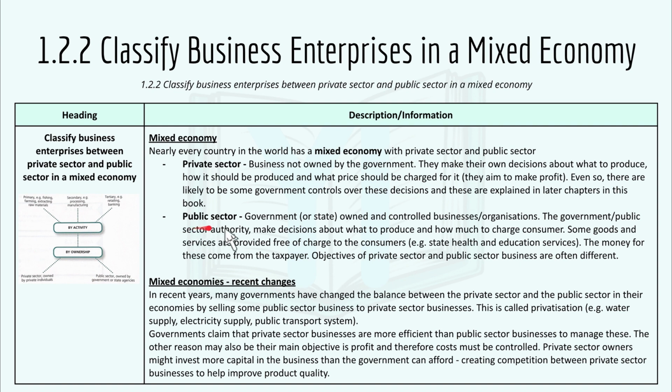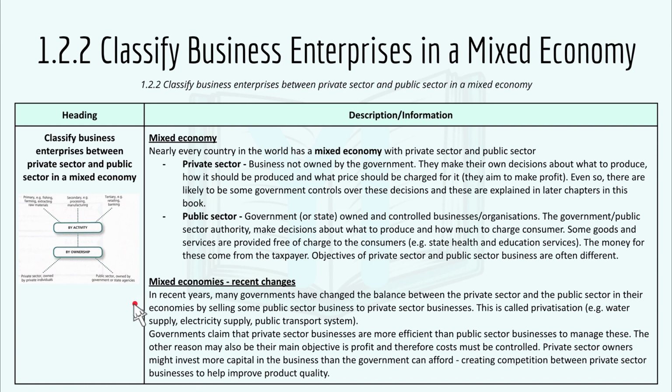In public sector, the government or the state own and control businesses or organizations. The government or the public sector authority make decisions about what to produce and how much to charge consumers. Some goods and services are provided free of charge to the consumer, like state health or education services. And the money from these comes from the taxpayers, and the main objectives of private sector and public sector businesses are often different. And here are some recent changes.